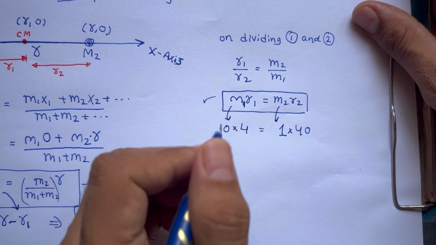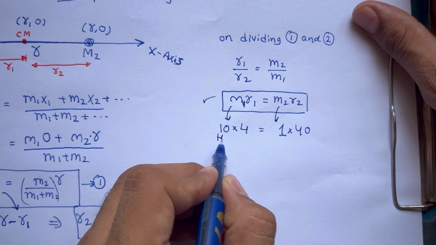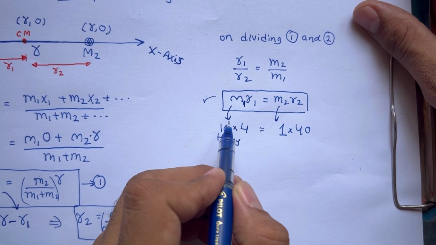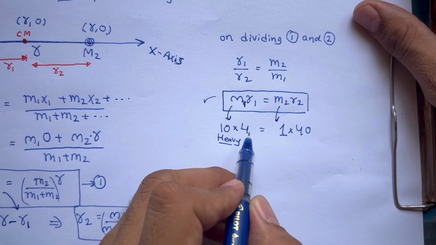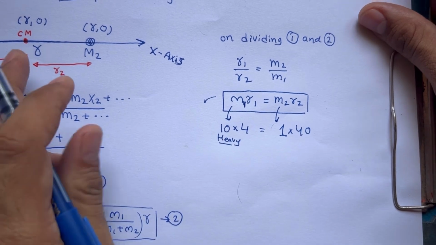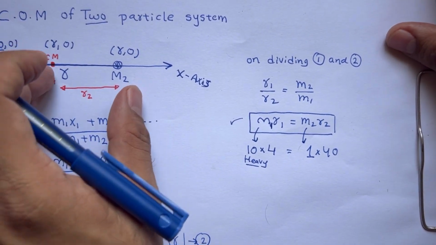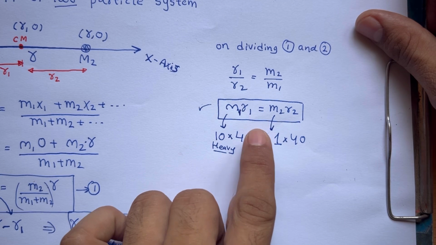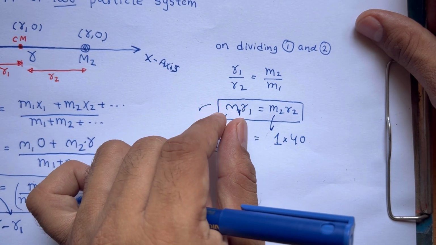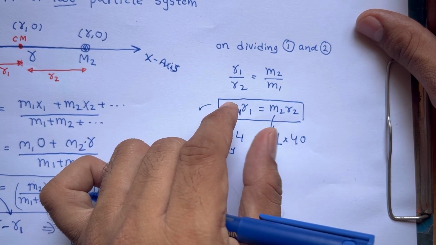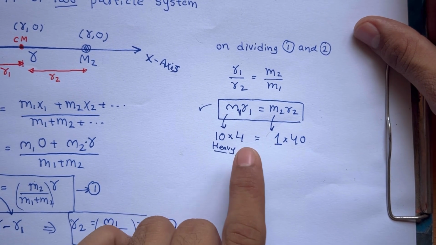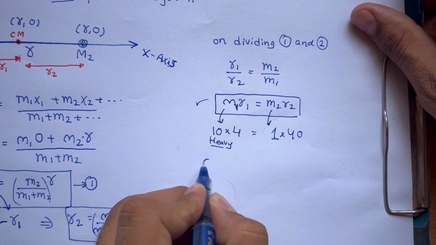So see, this M1 I took as 10, which means it's a heavy mass. R1 came only 4, which means from this heavier mass, the center of mass is only 4 centimeters away. But R2 is coming 40, which means the CM is 40 away from M2. From this, we can understand that the center of mass lies near the heavier particle. The particle whose M is smaller, R will be larger. The one whose M is larger, R would be smaller.